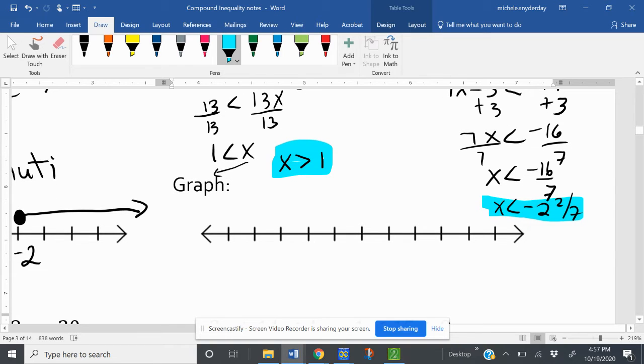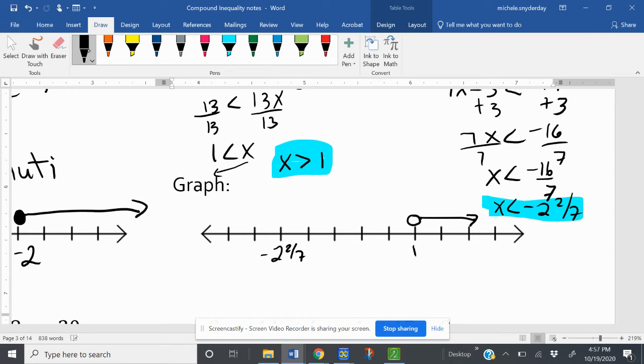I'll put 1 right about here, and then negative 2 and 2 sevenths. I'll just throw on there. So x is greater than 1. Greater than is just an open dot, and it goes off to this side.